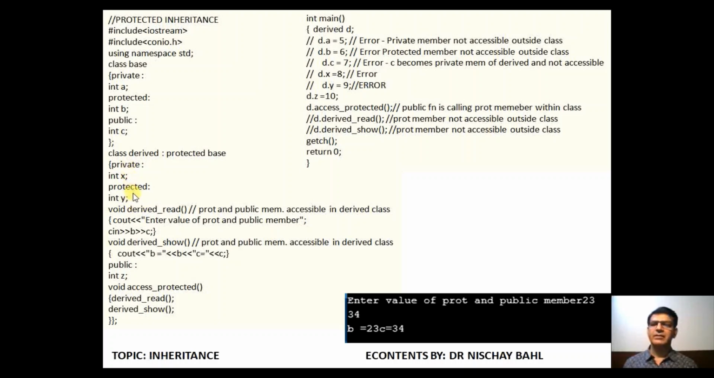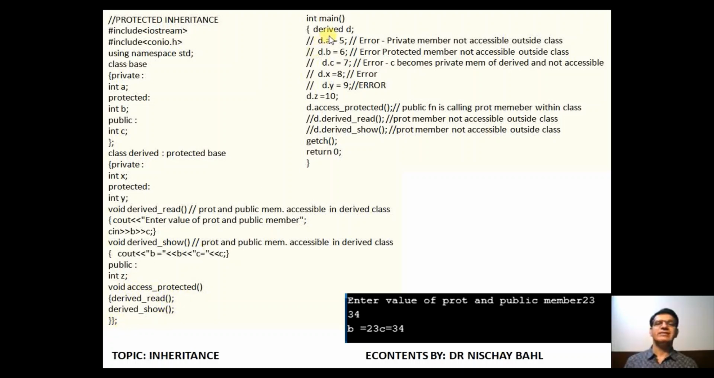In the protected section, we have shifted the two functions which we wrote in the public declaration of the previous program. We shifted them here to protected, because in the case of protected inheritance, the protected and the public members of the base class become the protected members of the derived class. In the public section we declared a variable Z, and we are calling one function in public, and that function is calling those protected members here. So we'll see with an example.